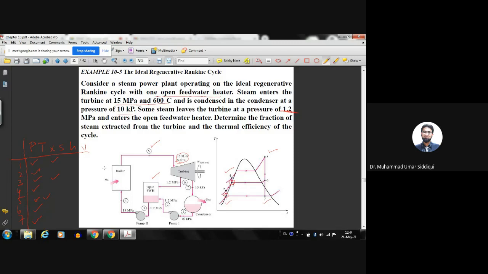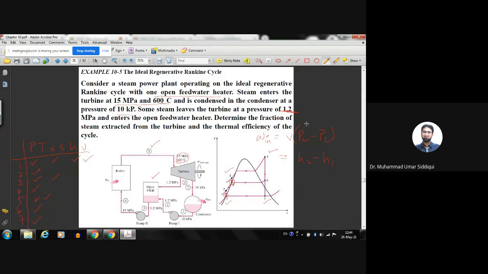So now let's start analyzing. We need to know all the enthalpies first. For state point 1, since we know P and X, these two properties are enough to determine the enthalpy H, and we can also find V. Now, because 1 to 2 is the pump, and if you remember, for the case of the pump we discussed that the work input is determined as V times (P2 minus P1), and this will be the same as H2 minus H1.